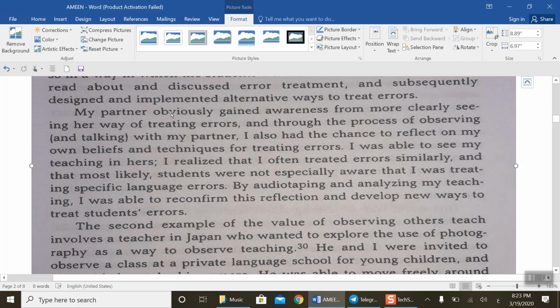Okay, so both of us, me and Mr. Ali, when I observe Mr. Ali, then we talk to each other about what's going on inside the class. Both of us at the end find new ways, new methods to treat the errors. The way that is applicable, the way that makes the students aware that we are correcting their mistakes, their errors.